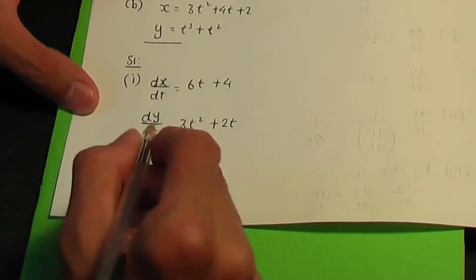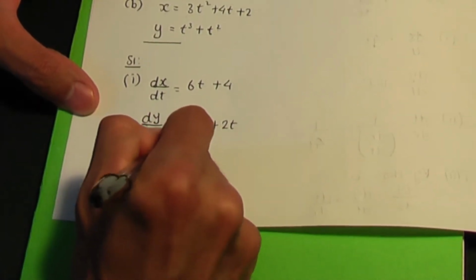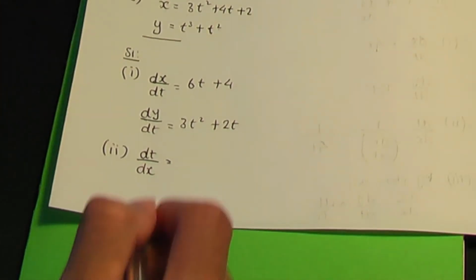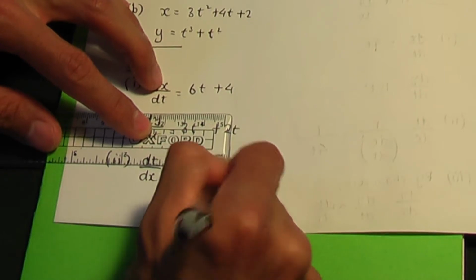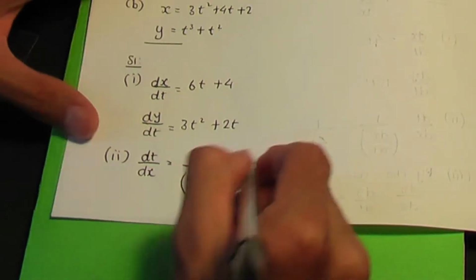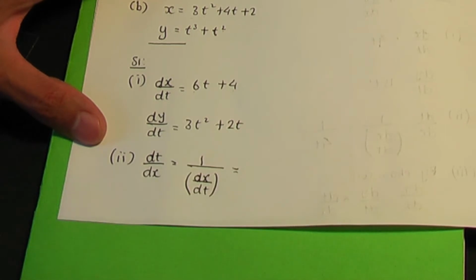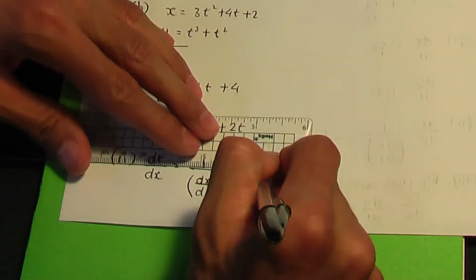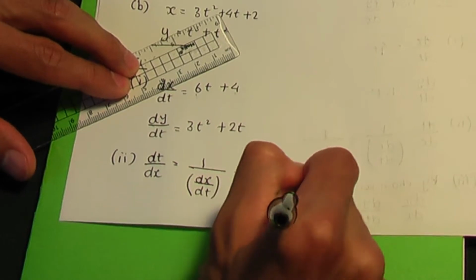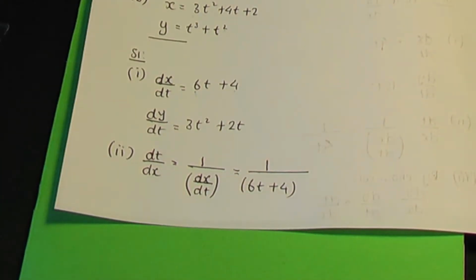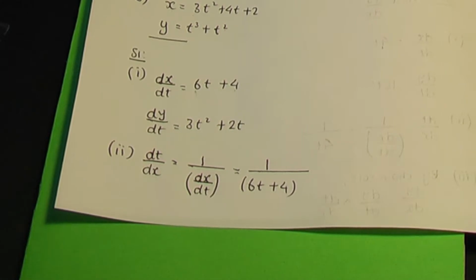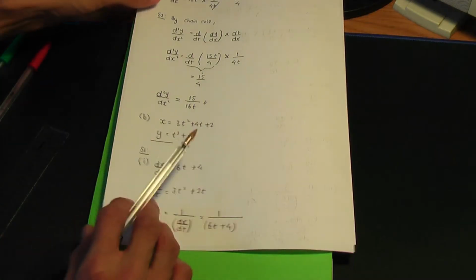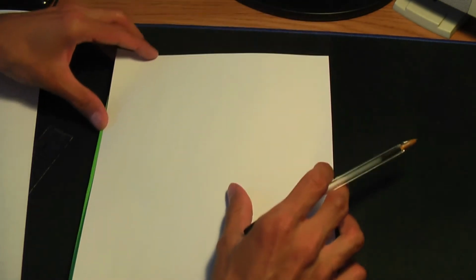Remember the second stage, we need dt over dx. So dt over dx can be found by working out 1 over dx by dt. Dx by dt, we had 6t plus 4, so it's 1 over 6t plus 4. So we worked out dt over dx, we know dy by dt, so now we can calculate dy over dx.